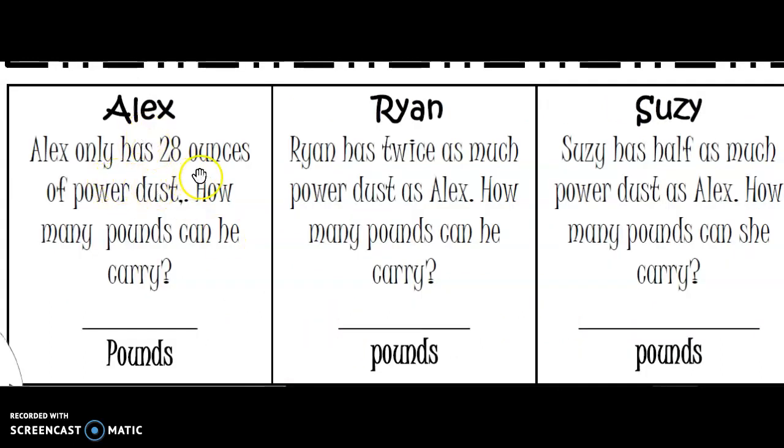Alex only has 28 ounces of power dust. How many pounds can he carry? So remember, 28 times 100. Ryan has twice as much power dust as Alex. How many pounds can he carry? Susie has half as much power dust as Alex. How many pounds can she carry?